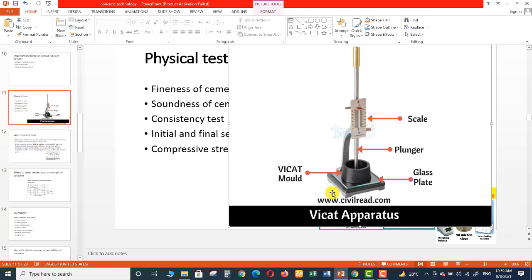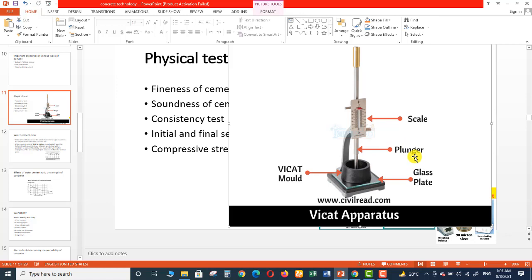So consistency test of cement. This test is performed to determine the quantity of water required to produce a cement paste of standard or normal consistency. Actually, the quantity of water depends a lot and it affects the strength of the concrete. So it is important to find out the right quantity of water for any concrete, or if you are making a cement paste, it is important to find out the right quantity of water required. So to find out the quantity of water required to produce a cement paste, we perform this test by using Vicat apparatus. So standard consistency of cement paste may be defined as the consistency which permits the, this is called Vicat plunger, right?